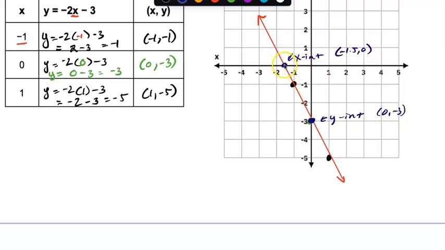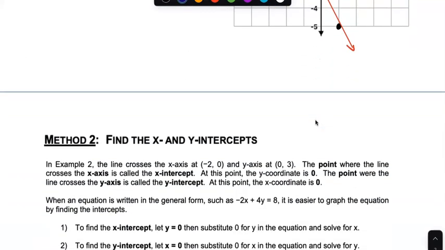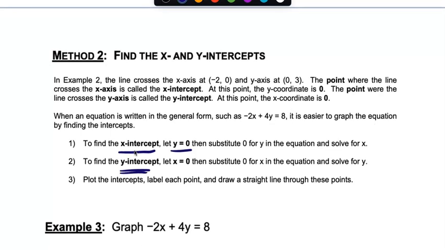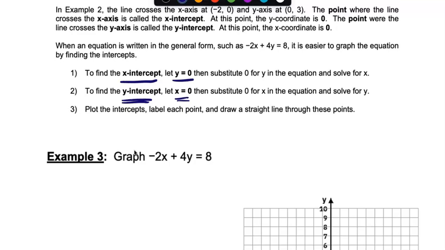Because you want to see where you cross the x, that means the y is 0. You want to see where you cross the y, that means the x is 0. So keep that in mind. That's always true for x and y intercepts. So if you want to find the x-intercept, like right here, you're going to let y equal 0. And if you want to find the y-intercept, you're going to let x equal 0. So let's do it for this problem right here.